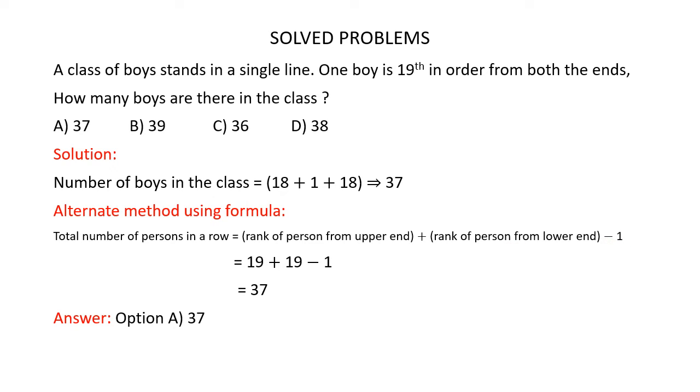Now it's given that the boy is 19th in order from both the ends. So substituting this value in the formula, we get total number of persons in a row is equal to 19 plus 19 minus 1, which is 37. So there are 37 boys in the class. So the correct answer is option A, 37.